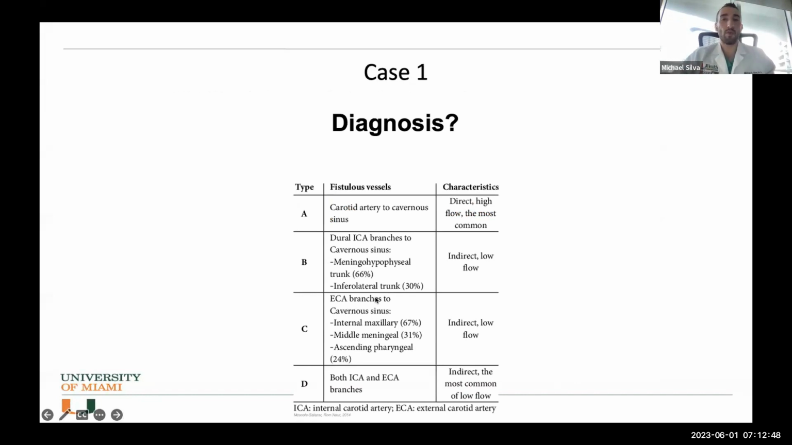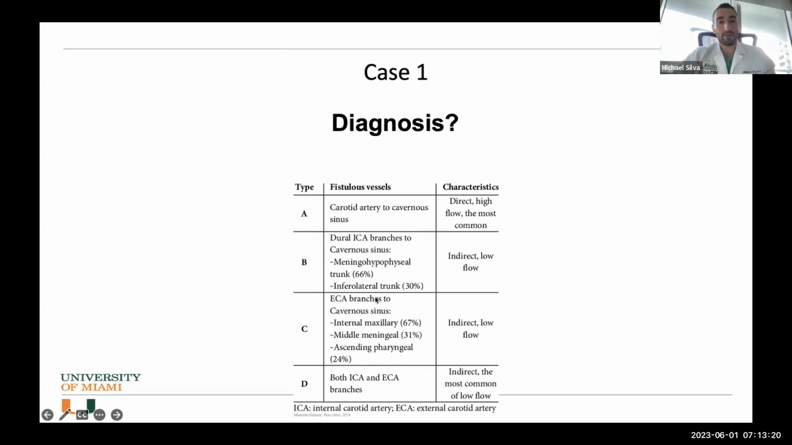The way to conceptualize these fistulas is basically whether it's direct or indirect. Direct means literally a hole in the carotid, the ICA, that drains into the cavernous sinus. So you get high flow, direct arterial flow into the cavernous sinus, and this is the most common of the carotid cavernous fistulas. You can see this with trauma, or for instance, a ruptured cavernous aneurysm of the ICA that then pours arterial blood into the cavernous sinus. These are obviously the highest flow.